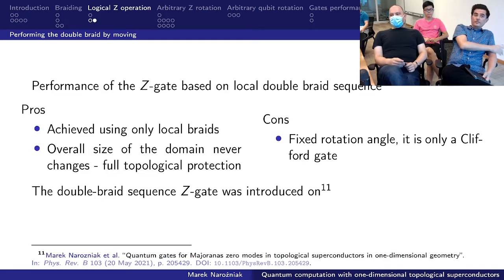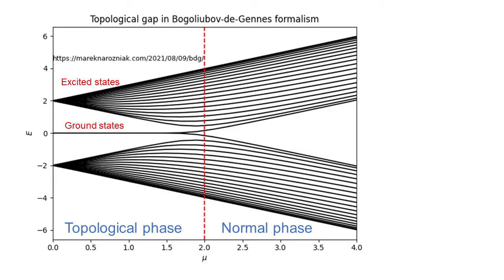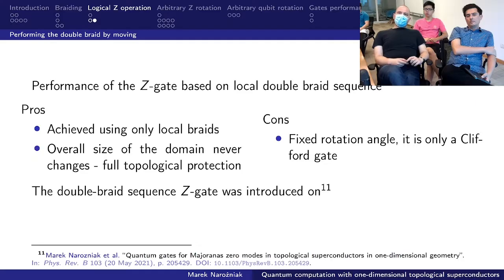So the advantage of that is it is achieved using only local braids, only local interactions within the chain. And the overall size of the domain is always the same, which implies that the gap between the logical space and error space should also remain intact, giving the full topological protection. The disadvantage is it gives us only a Clifford gate because Z is fixed to angle pi. We cannot rotate by arbitrary angle.